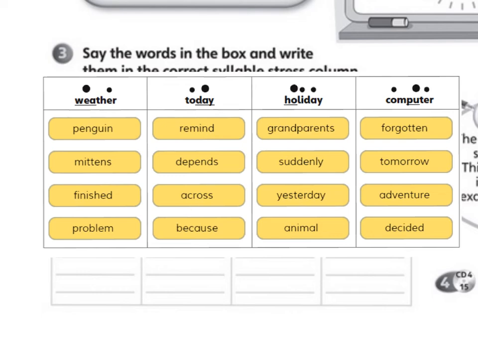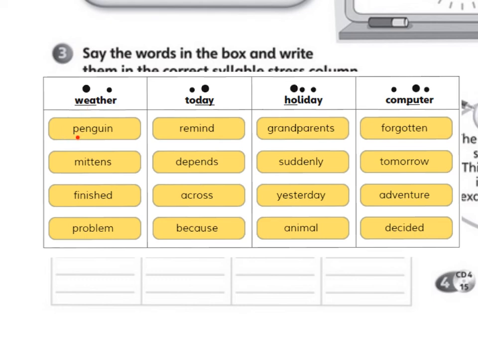Now we have 3-syllable words. We have holiday, grandparents, suddenly, yesterday, animal. Now the stress in the middle in 3-syllable words. For example, computer, forgotten, tomorrow, adventure, decided. Please correct in case you have any mistakes. And remember to repeat the words. Let's repeat them one more time.